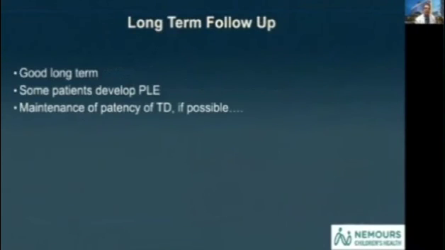As I mentioned, embolization is a good treatment for this condition. However, some cardiac patients develop protein-losing enteropathy, for which we recently developed a very good treatment as well. We try to maintain the patency of the thoracic duct if possible and embolize selectively. Unfortunately, it's not possible most of the time, but if you can, try to embolize selectively.